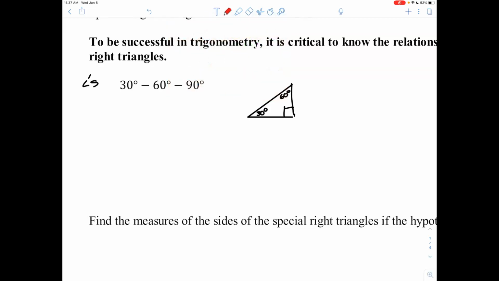So what I'm going to do is, here's my 30-degree angle here. Opposite that 30-degree angle is the shortest leg. So we're going to call this the short leg, and it has a measure of x. The relationship between the 30-degree angle and its corresponding side will be the opposite side of the angle, right? So we're going to call that side measure x, okay?